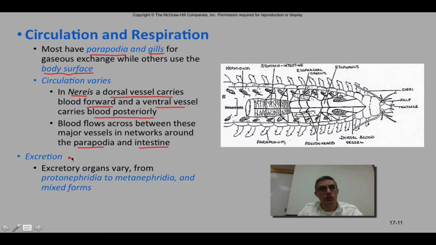Now excretion in these animals is going to vary again depending on the type of animal that you're looking at. Could be protonephridia, could be metanephridia, and we've talked about nephridia in the past. So of course these are excretory organs, or it actually could be a combination of the two.